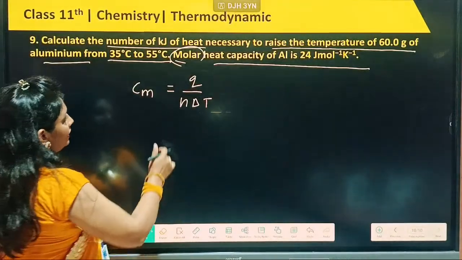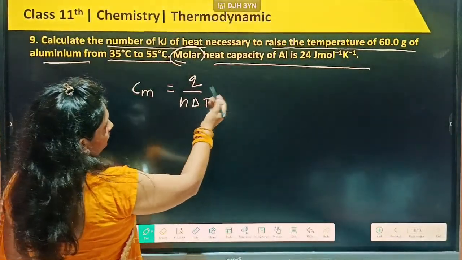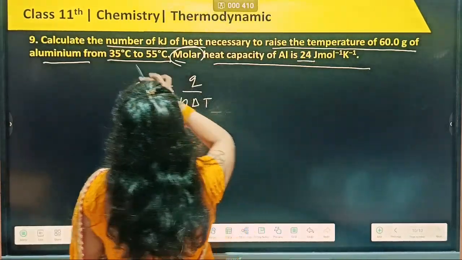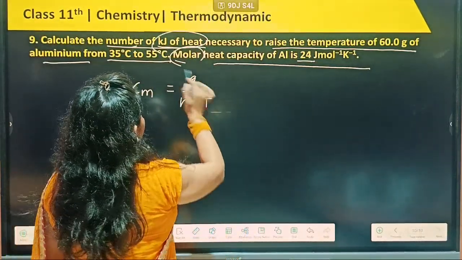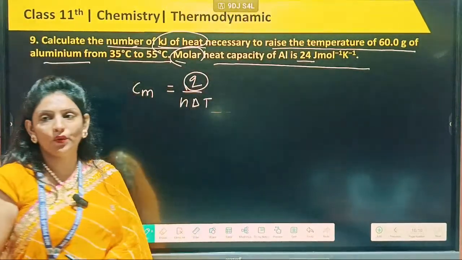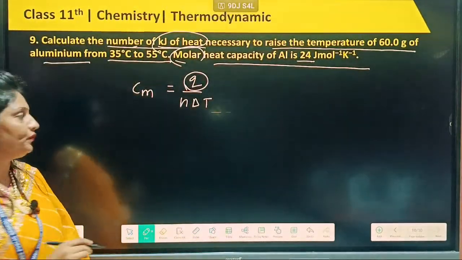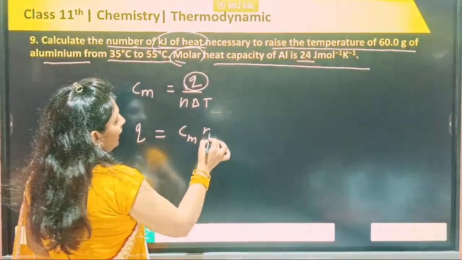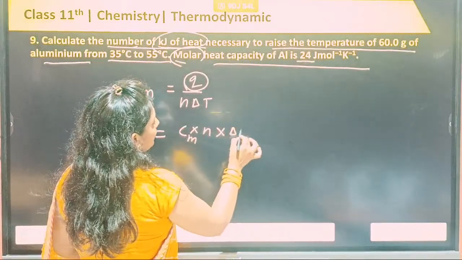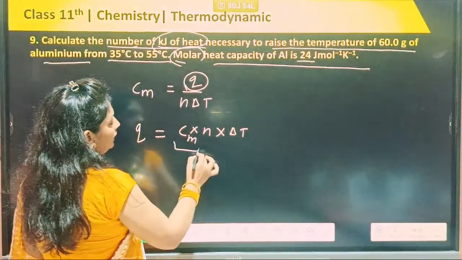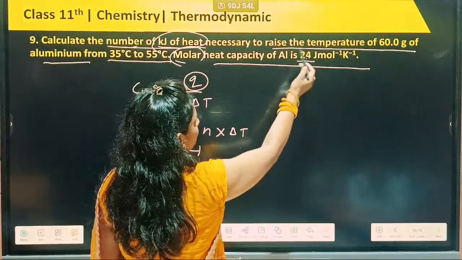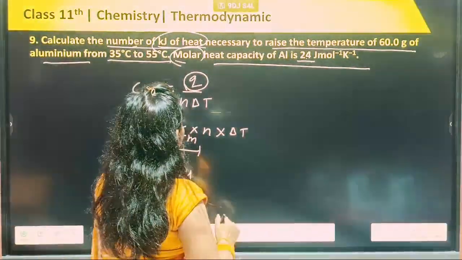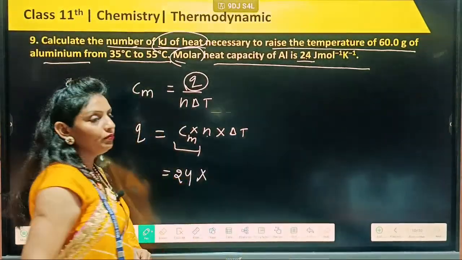Then students, here molar heat capacity is given to us. Calculate the number of kilojoule of heat means we need to calculate Q here. So how can we calculate? Q is equal to Cm n into del T. Then students, we need molar heat capacity. It is already given to us, that is 24 joule per mole per Kelvin into n, number of moles.